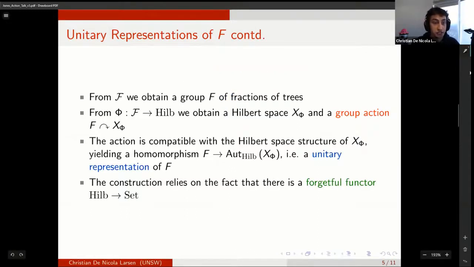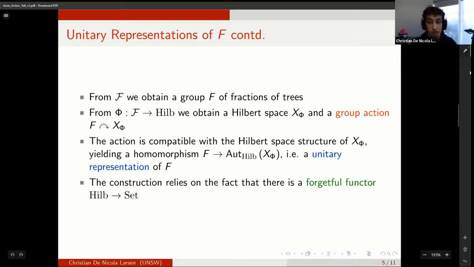We've just seen that from our category of binary forests, we obtain a group F of fractions of trees. What Jones did was he showed how to take a functor coming from this category of binary forests, going into the Hilbert spaces, and then from this functor obtaining a Hilbert space, X_phi, depending on the functor, and a group action of our group of fractions onto this Hilbert space. It turns out that this group action is compatible with the Hilbert space structure of our Hilbert space X_phi.